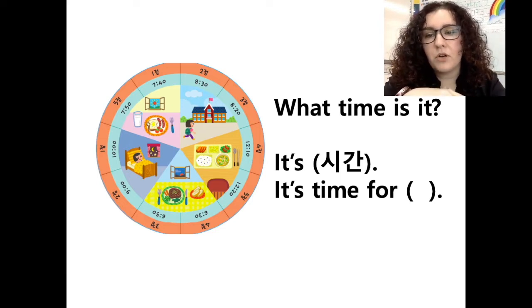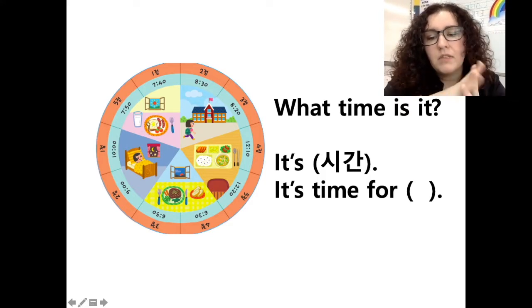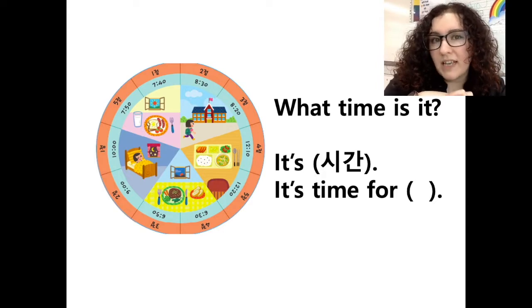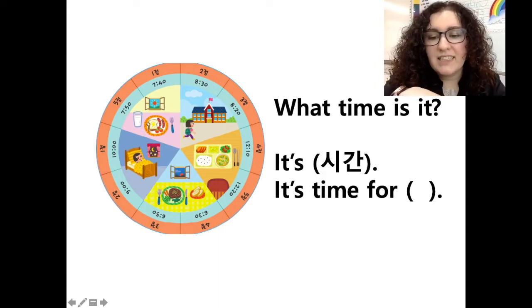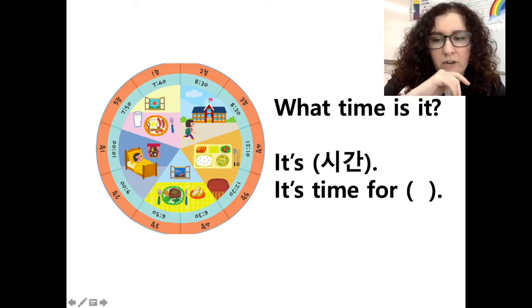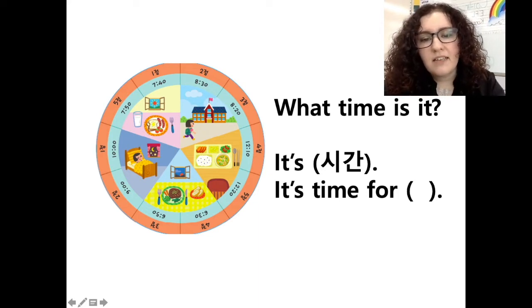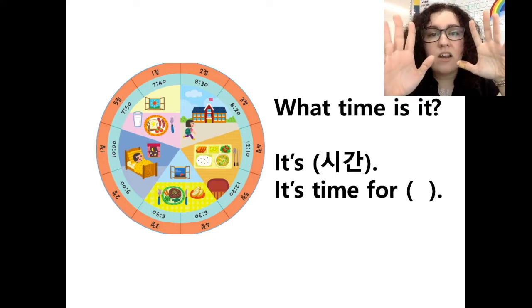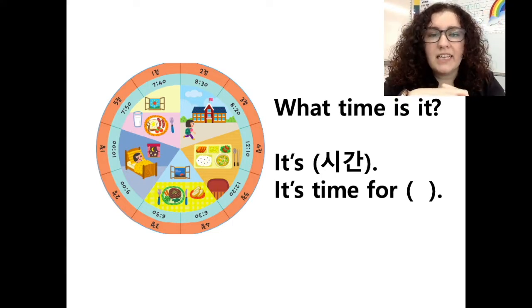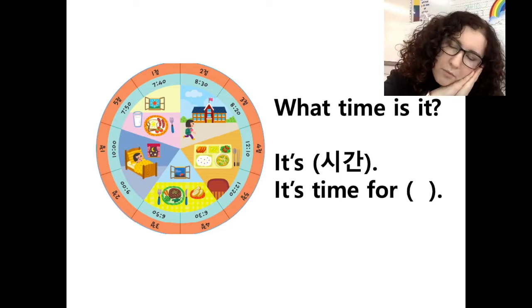How about number three at the bottom? What time is it? It's 6:50. It's time for dinner. And how about this one? What time is it? It's 10 o'clock. It's time for bed.